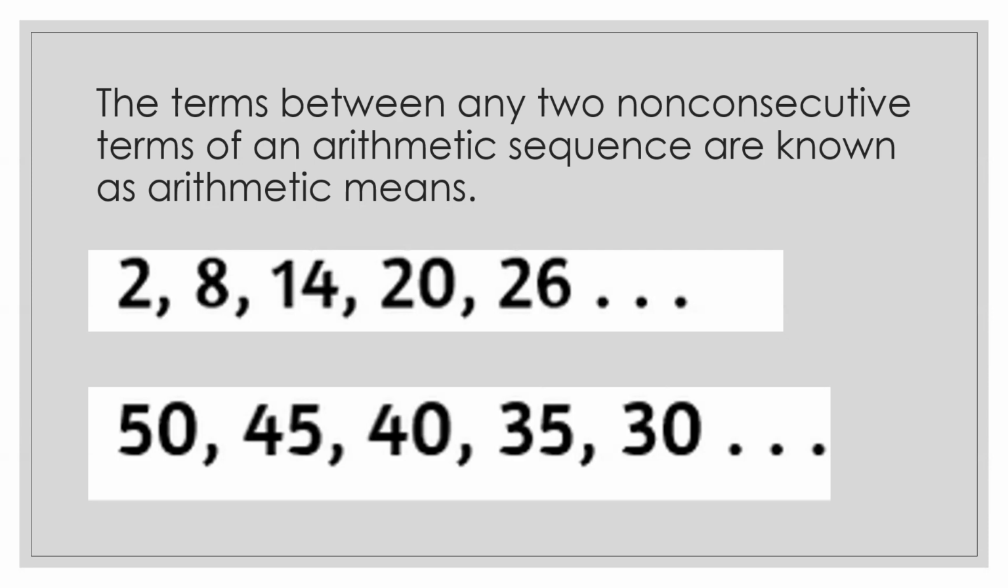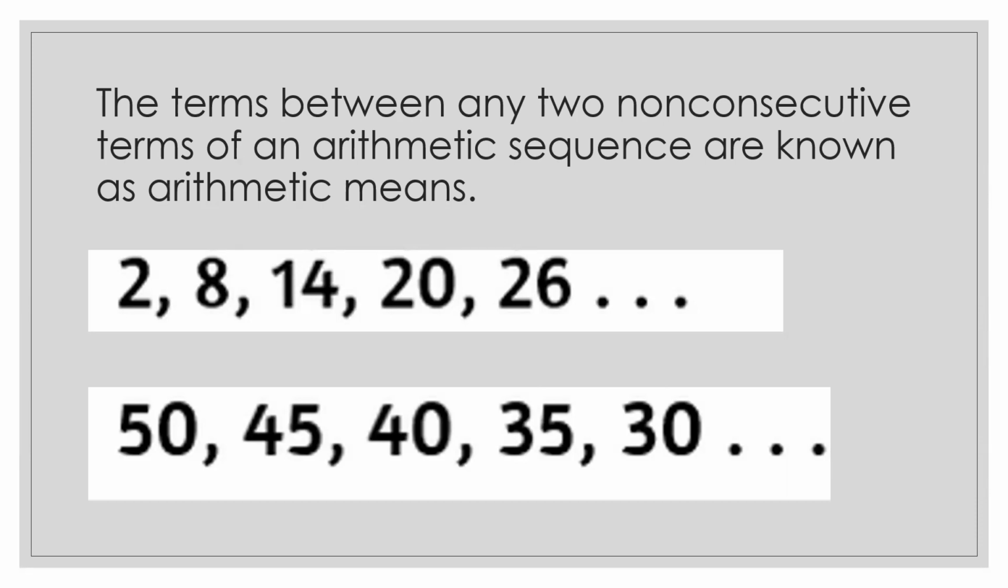Okay? Kung pinag-usapan naman natin na 2, 8, 14, 20, 26 is an arithmetic sequence, at ang gusto kong sabihin ay ang 2 at 20, titingnan ko ang 2, titingnan ko ang 20, there are two arithmetic means between them, which is 8 and 14. Okay? Kapag ang gusto ko ng pag-usapan ay 2 at 26, may ilang arithmetic means sa gitna nila? 3. Which is 8, 14, and 20.